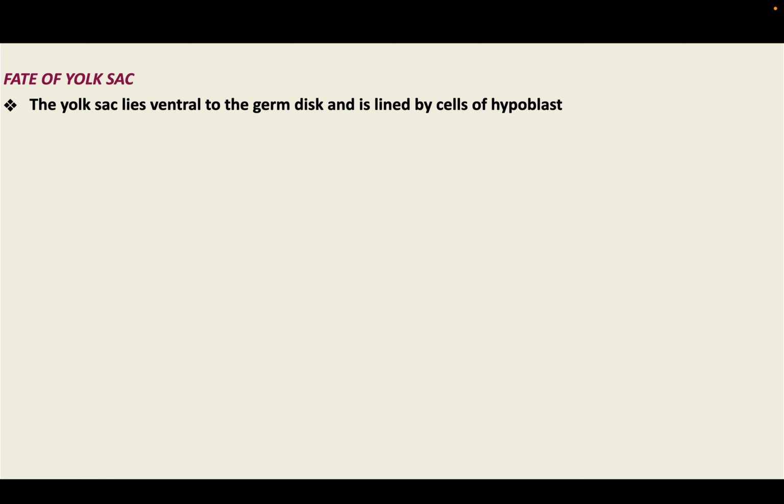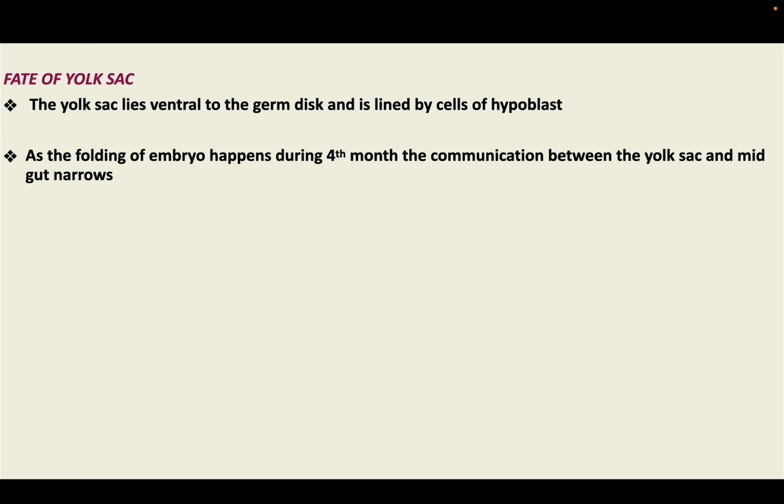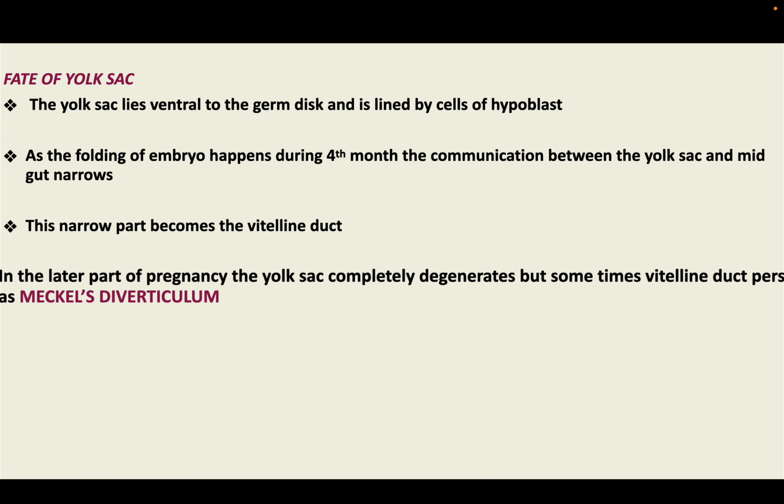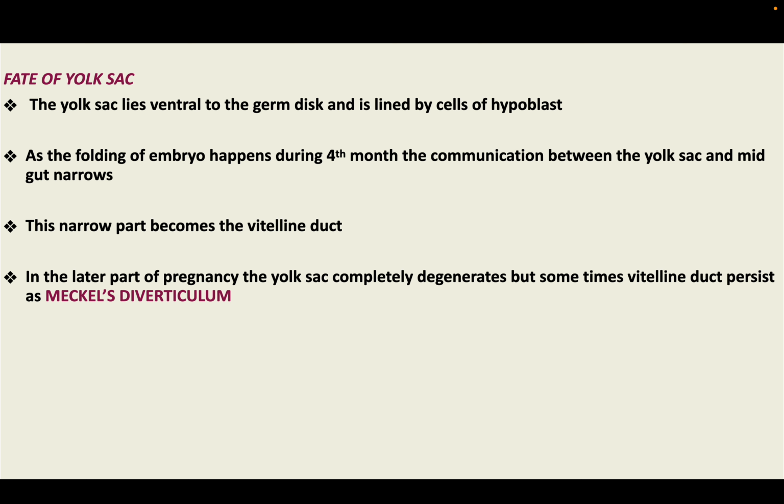Fate of the yolk sac: the yolk sac lies ventral to the germ disc and is lined by cells of hypoblast. As the folding of the embryo happens during the 4th week, the communication between the yolk sac and midgut narrows. The narrow part becomes the vitelline duct. In the later part of pregnancy, the yolk sac completely degenerates, but sometimes the vitelline duct, or vitellointestinal duct, persists as Meckel's diverticulum. So this is the fate of the yolk sac.